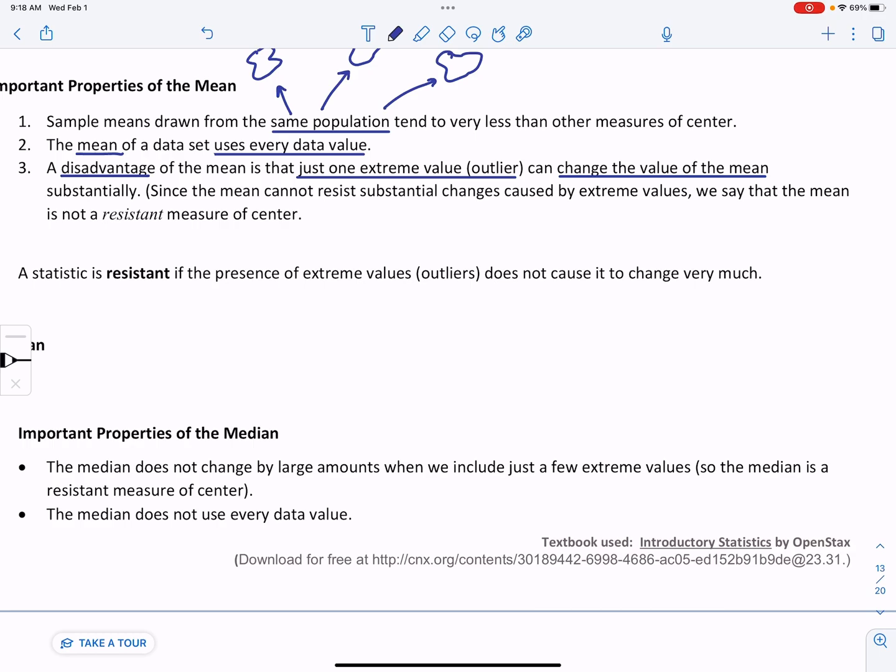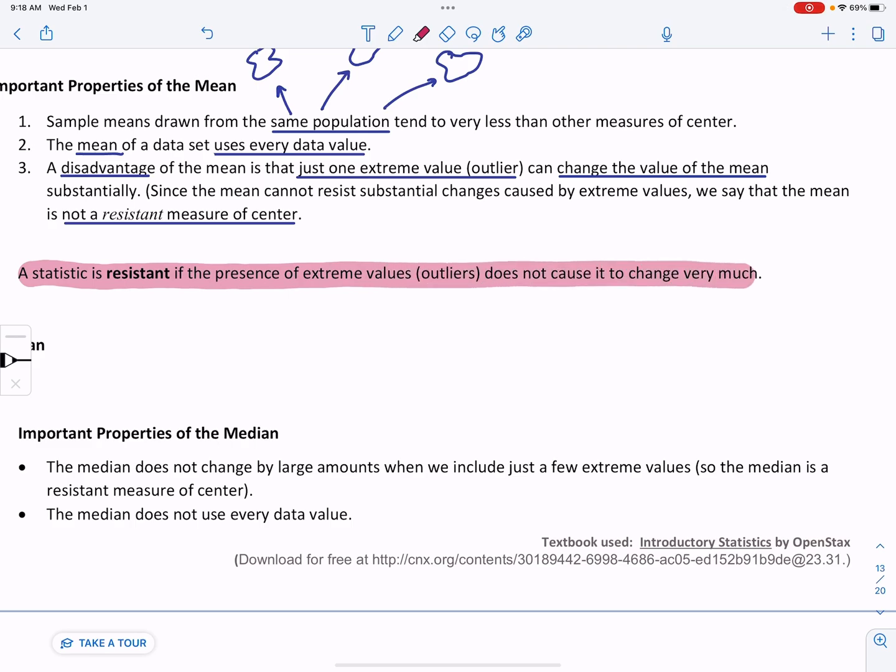We say that the mean is not a resistant measure of center, because it is affected so easily by those changes in outliers. We say that a statistic is resistant if the outliers do not cause a change in that statistic.